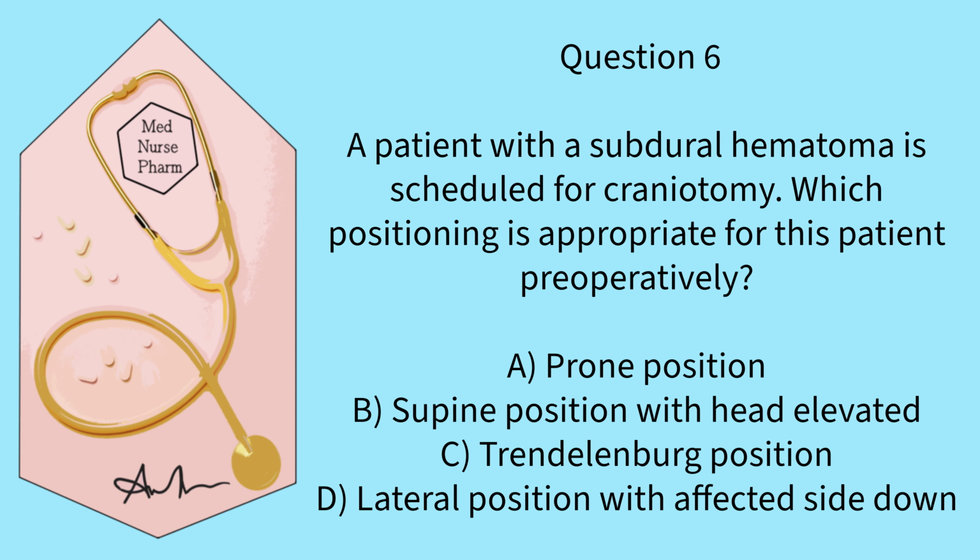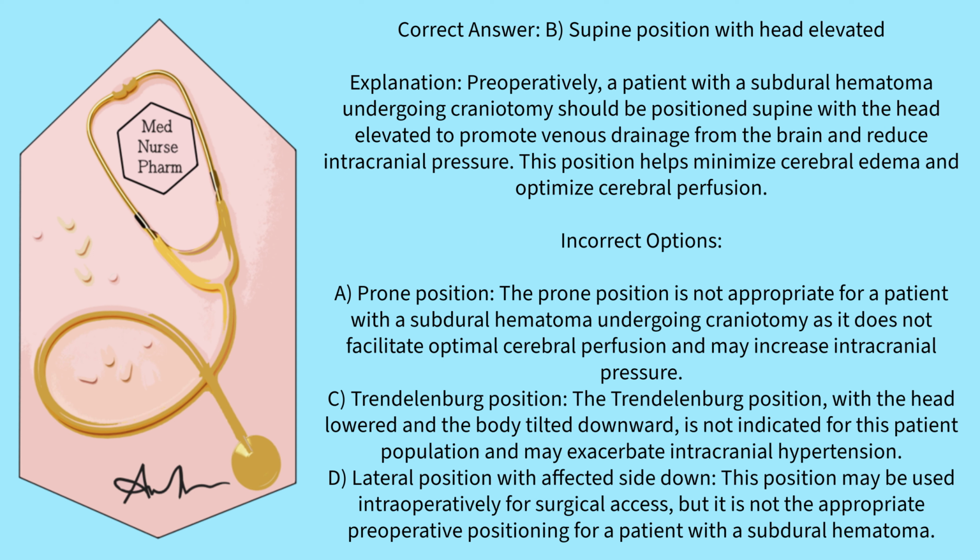Question 6. A patient with a subdural hematoma is scheduled for a craniotomy. Which positioning is appropriate for this patient pre-operatively? Prone position, supine position with head elevated, Trendelenburg position, lateral position with affected side down. Pause the video and select your answer. If you chose option B, you are correct. Supine position with head elevated.